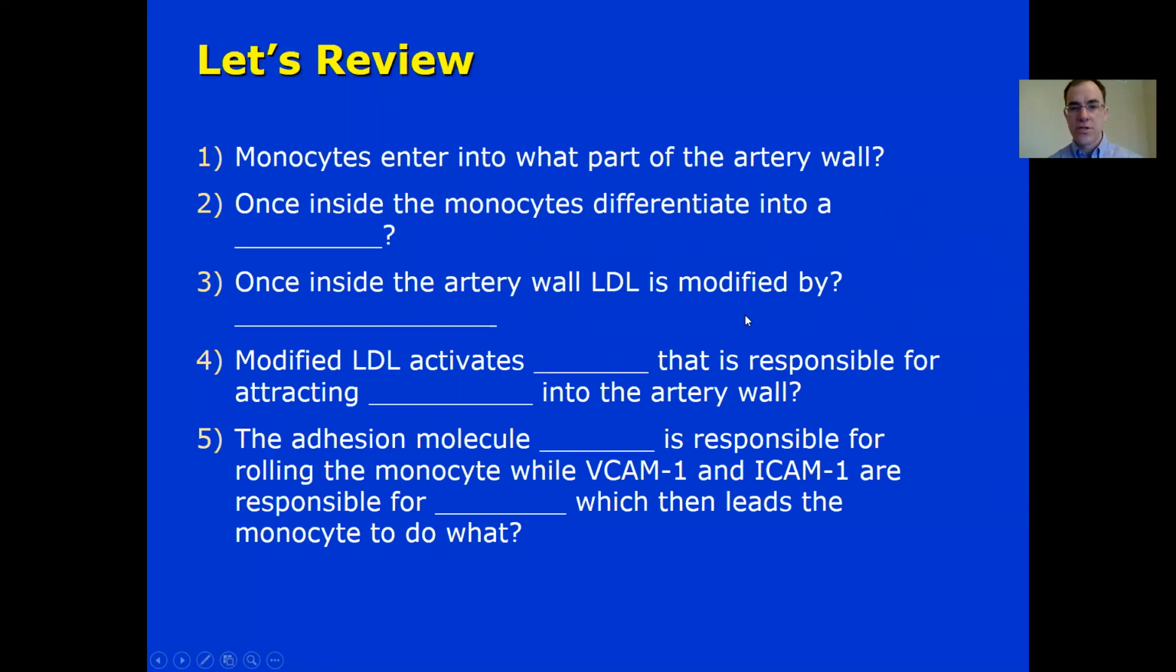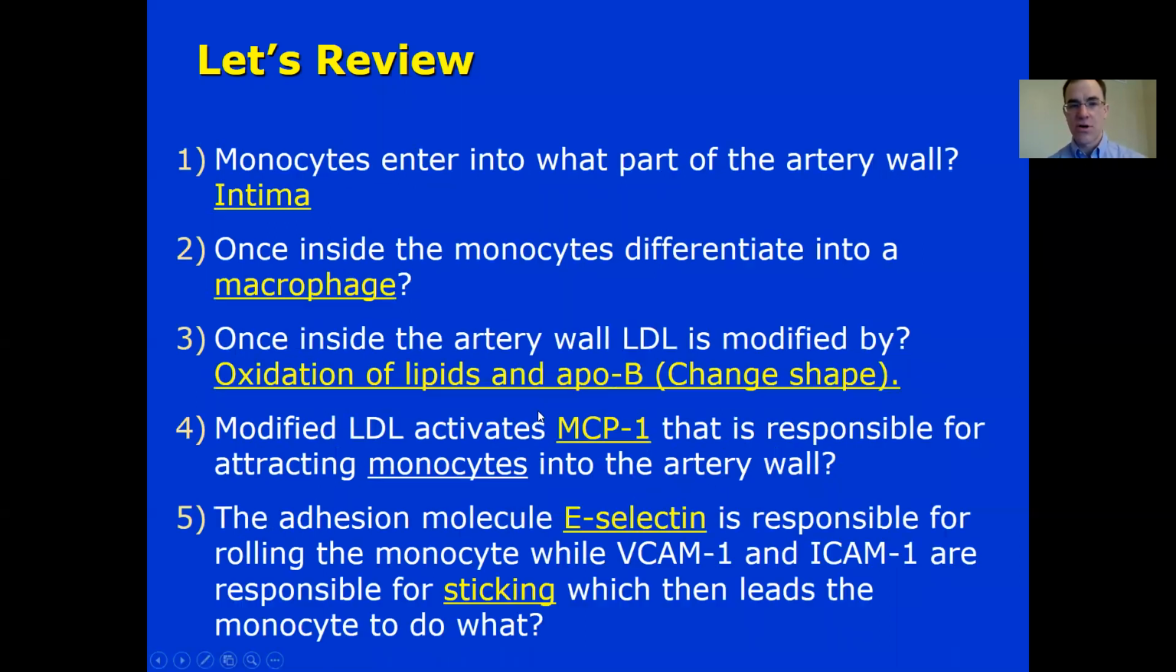Okay, so using the notes, hopefully you filled these in. Again, it's important to take some time to do this. It helps give you an idea of what you've learned so far. Again, let's go through step by step for each of what these are. So the first, you have the monocytes enter into what part of the artery wall? It's going to be the intima. Once inside, the monocytes differentiate into a macrophage. Differentiate is just a fancy word for change.